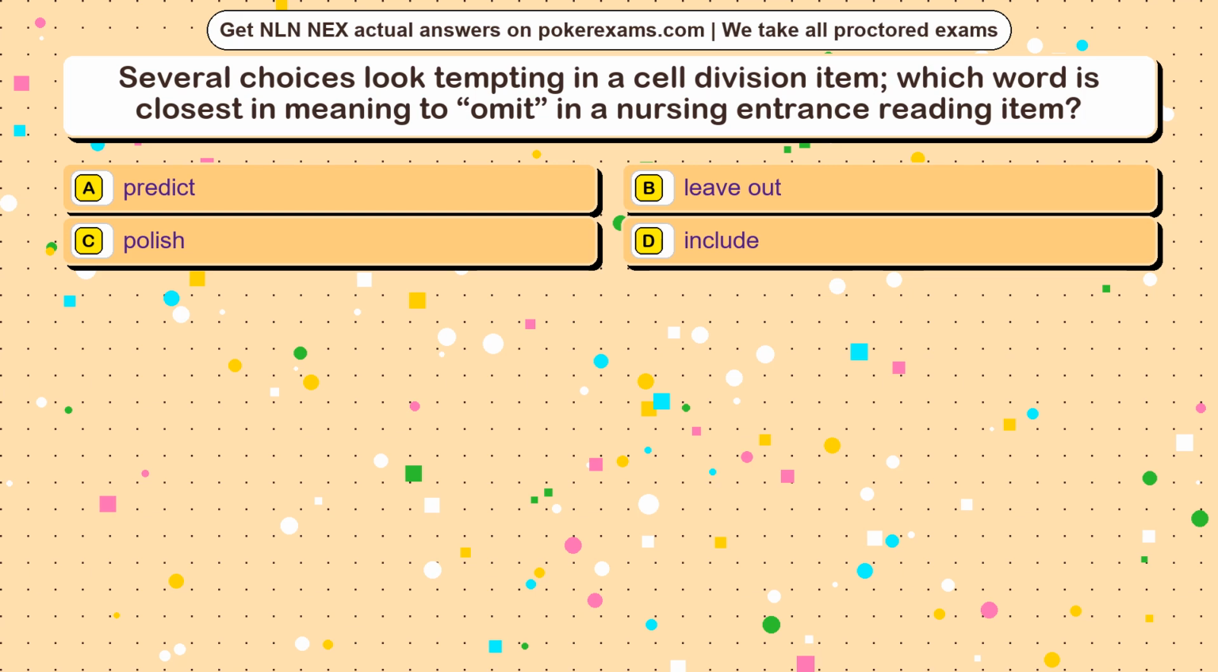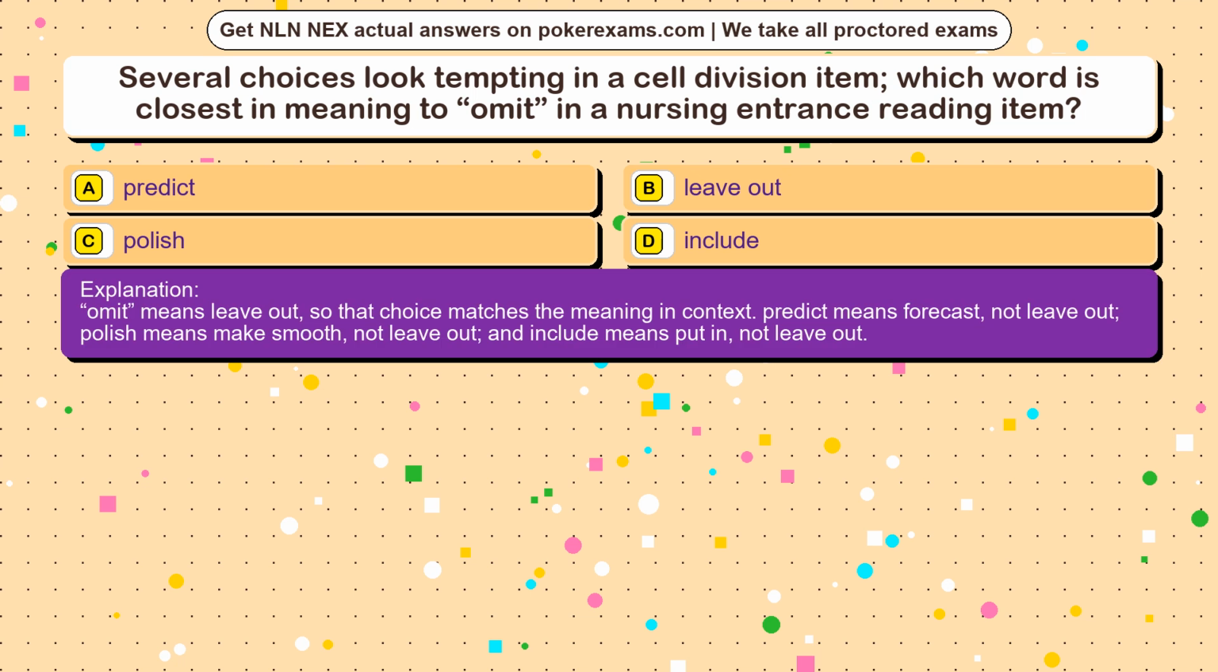The correct answer is option. Omit means leave out, so that choice matches the meaning in context. Predict means forecast, not leave out. Polish means make smooth, not leave out, and include means put in, not leave out.